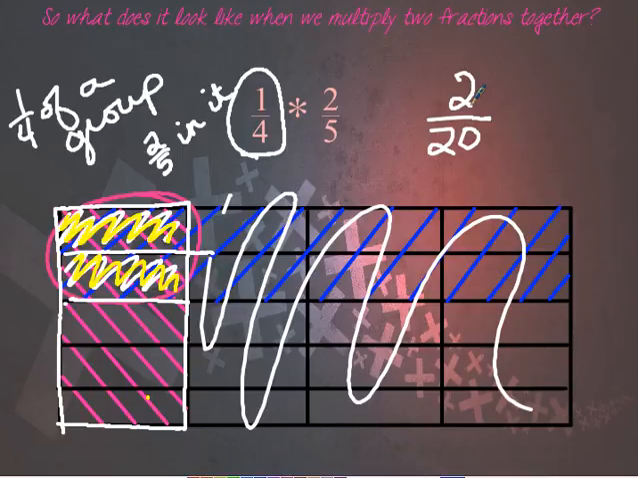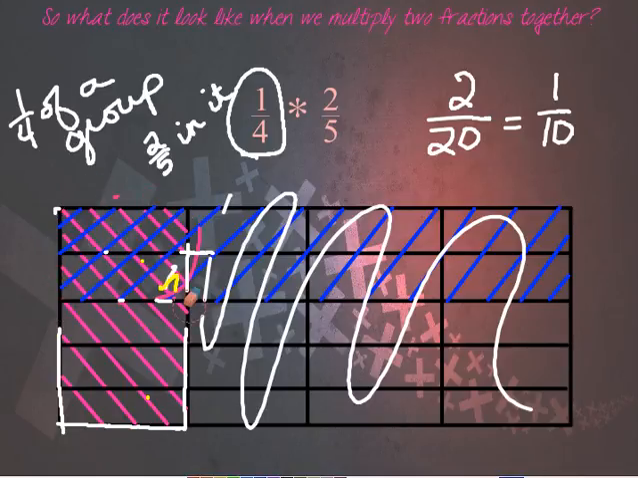Okay, so we end up with 2/20ths, which I know can simplify to 1/10. Right? So you're only taking those parts that overlap because we're only working with 1/4 of a group, and then we're taking that group and breaking it into 5 parts and only taking 2 of them.